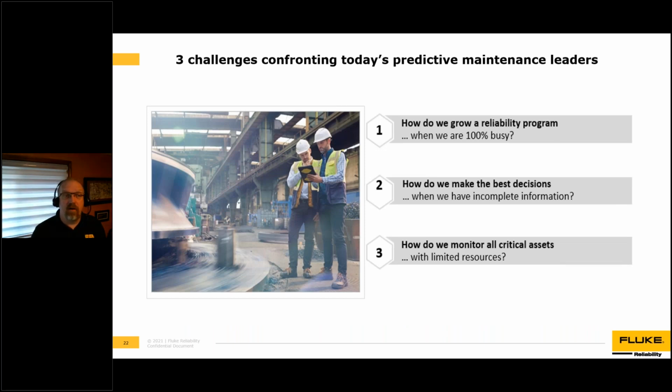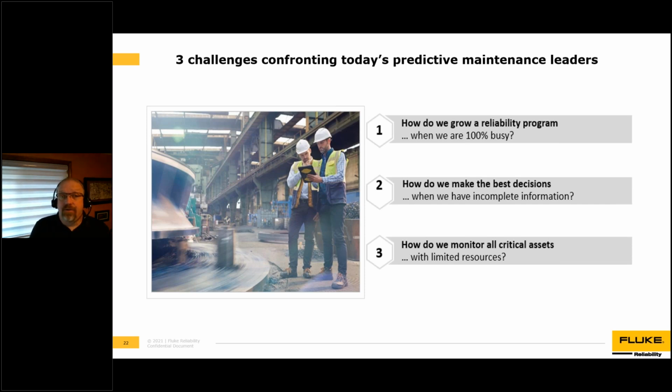Three challenges facing today's predictive maintenance leaders are things like how to grow a reliability program. There's no time to implement a comprehensive reliability program. When we do, how do we make the best decisions? We don't have time to collect all the necessary routes, much less analyze the data and generate the reports. You've got to figure out which assets you want to monitor. How do we monitor all the critical assets when we still have to allocate resources needed for planned maintenance, break-in repairs, and emergencies? And there's always that fourth kind of unspoken challenge, which is culture. Maintainers and managers alike may resist the implementation of a reliability program because it doesn't seem broken to me.